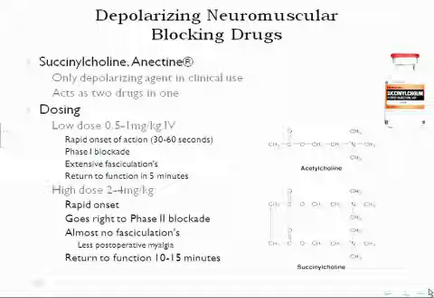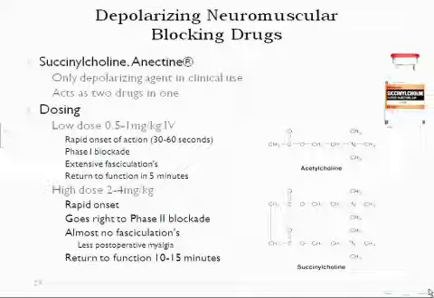Okay, so what we do is we induce the patient, we grab the mask, we ventilate once. Once we know we can ventilate, we give high dose. And the reason we give the high dose, the 2 milligrams or plus, most of us will give up to 3 milligrams per kilo for high dose, is that the fasciculations are not even seen.